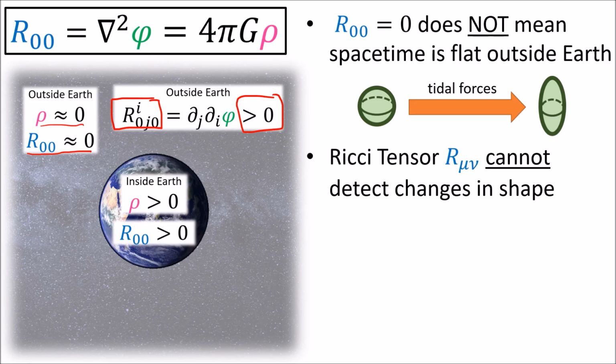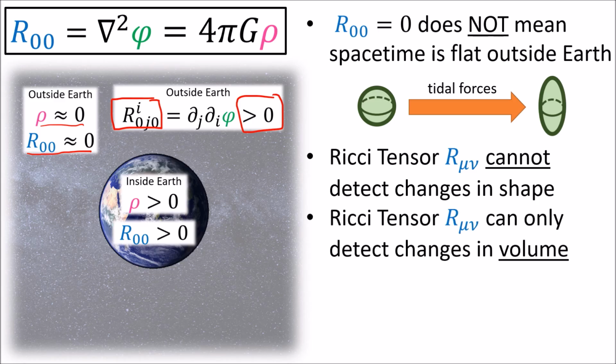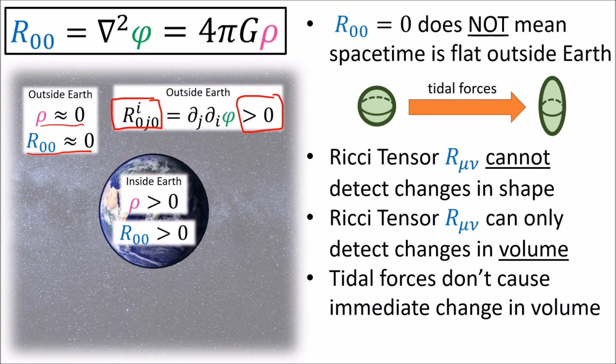However, the Ricci tensor cannot detect changes in the shape of objects. The Ricci tensor can only detect changes in volume. Tidal forces don't cause any immediate change in the volume of objects, so the Ricci tensor is not able to see tidal forces. For this reason, the Ricci tensor outside the Earth is 0, even though spacetime outside the Earth is still curved.